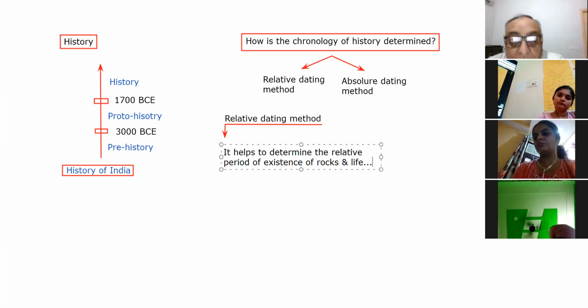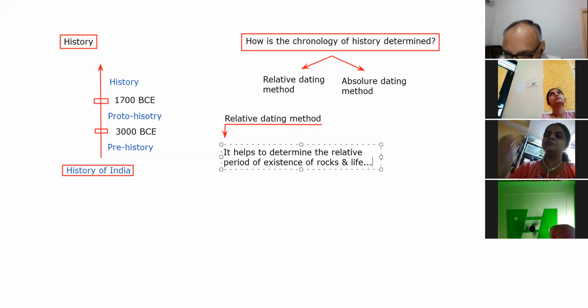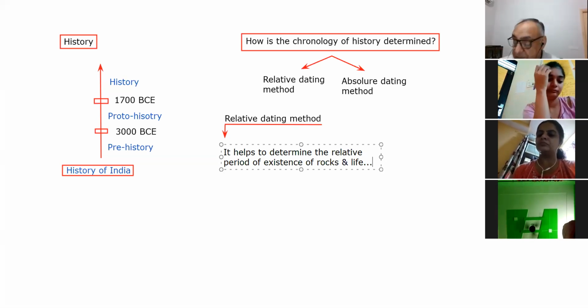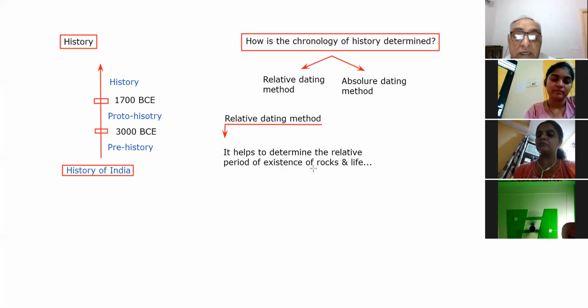So through this method, in the relative dating method, we can only determine that this particular rock is older than another particular rock, or that this particular rock is younger than another particular rock. We can only determine the relative period of existence of rock and life.